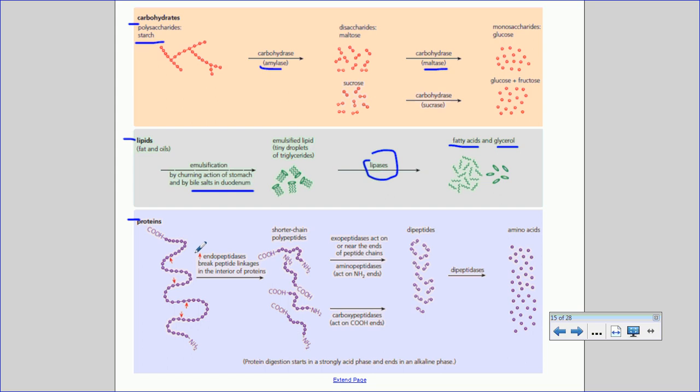Proteins will have to first be digested by endopeptidases. Those are found in the stomach, and they'll be broken up into shorter polypeptide chains. And then you'll have a series of different peptidases that will break down those shorter polypeptide chains into dipeptides, so 2 amino acid units. And then you have dipeptidases that will take those dipeptides and break them down into those individual amino acids. And then it is those individual amino acids that will get absorbed into the body.